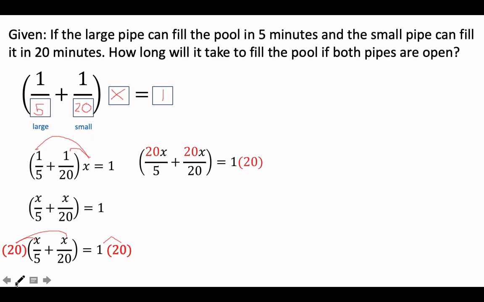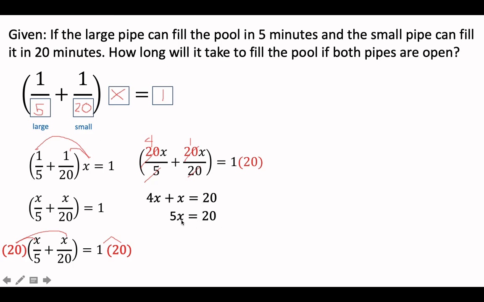Next, we're going to simplify them. 20 divided by 5 is 4. Then the other side, 20 divided by 20 is 1. Then 1 times 20 makes 20. So if we simplify it, this is 4x plus 1 times x is x, equals 1 times 20 is 20. Since 4x and x are common terms, we can combine them: 4x plus 1x is 5x. Write down equals 20.